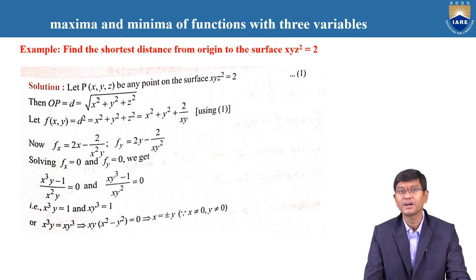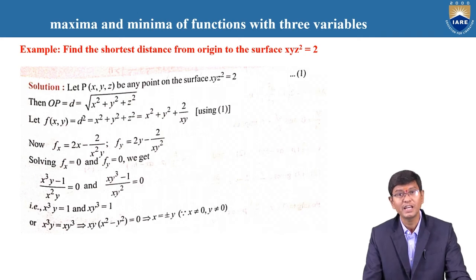Therefore, when we find the partial derivatives with respect to x and also y, dou f by dou x is clearly equal to 2x minus 2 by x square y, and with respect to y partially, similarly we obtain that fy is equal to 2y minus 2 by x square.